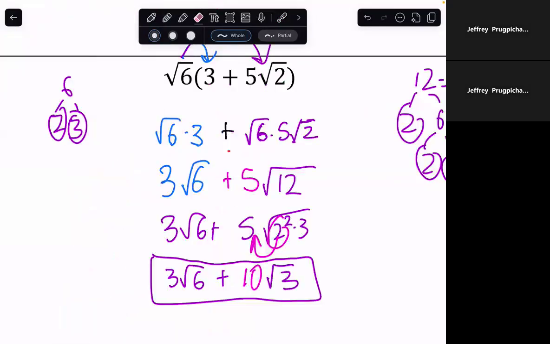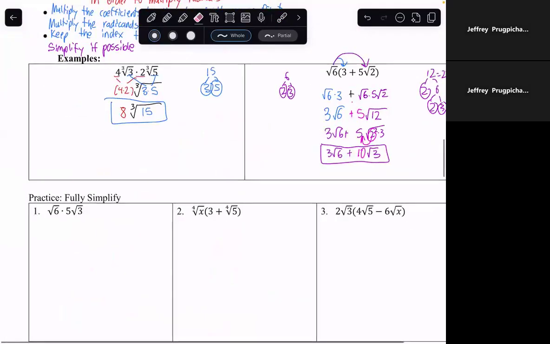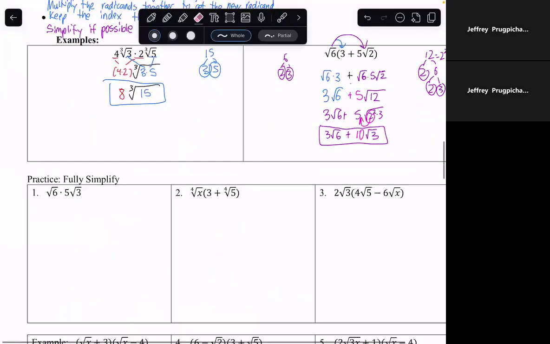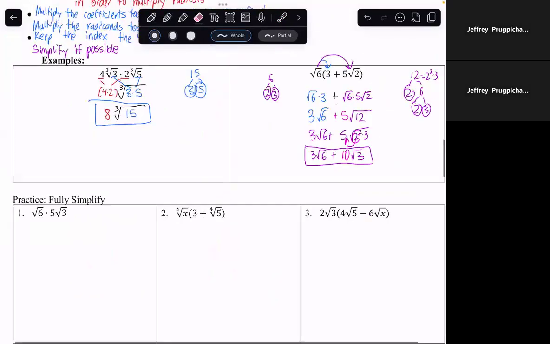All right, so please try the 3 problems below.